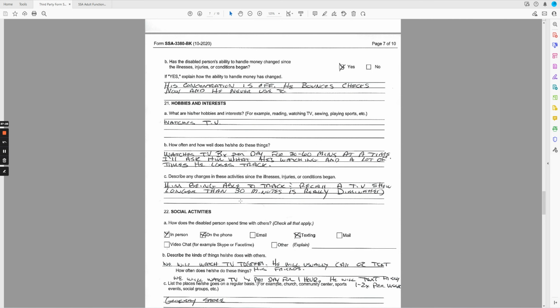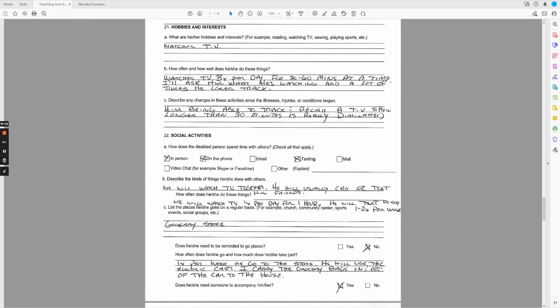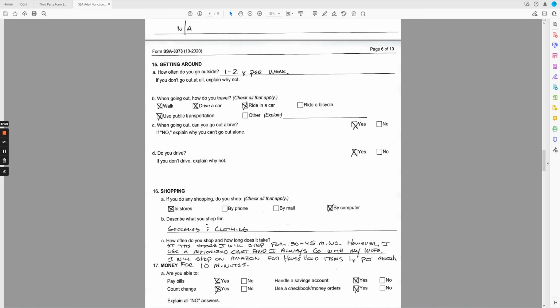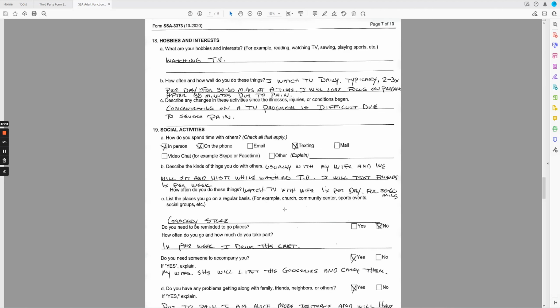Describe any of the, so let's go down to the social activities. I'm kind of skipping through a few of these questions, but I'm hoping that sort of 35 minutes into this, you're sort of getting it. And then you'll see the SSA adult function report. Again, a lot of the same questions.